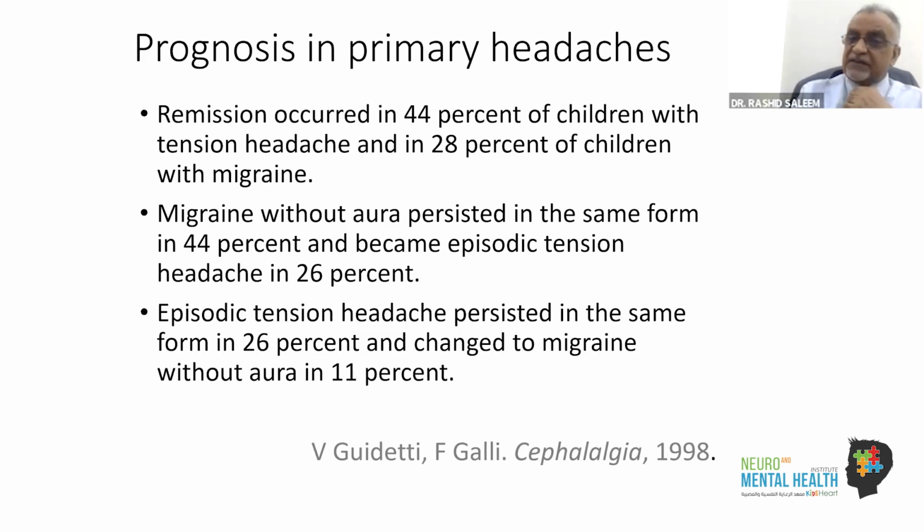Okay, prognosis, this is very interesting. Remission occurs in only 44% of children with tension type headache and 28% of migraine children. So not everyone remits. Very, very important that when you see these children and you are giving them a management explanation, counsel them that zero headaches is not a goal. If we get about 50% reduction in severity and frequency, that's a reasonable goal. Very important also that migraines, with or without aura, can transform into tension type headaches and vice versa.